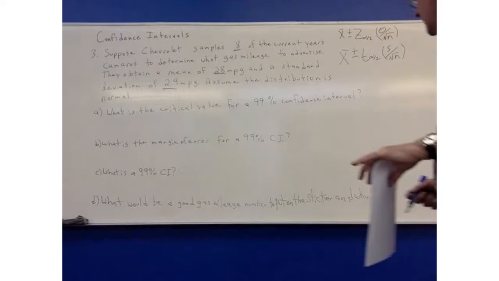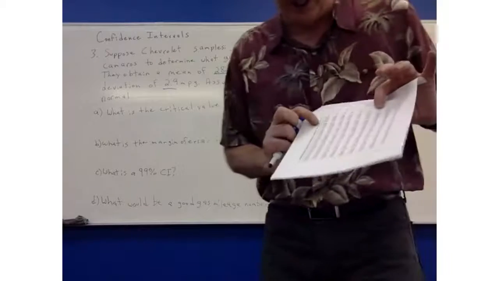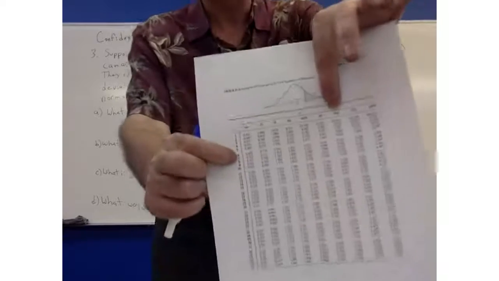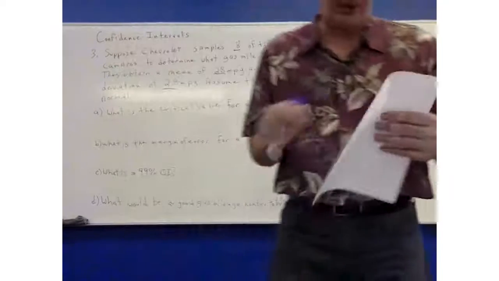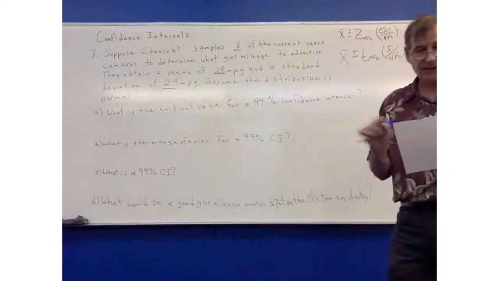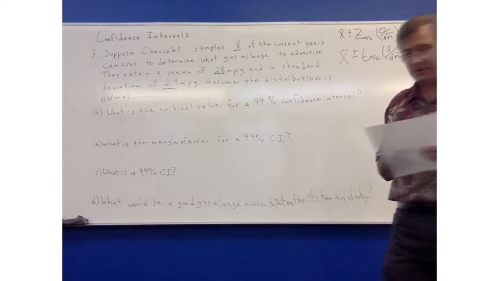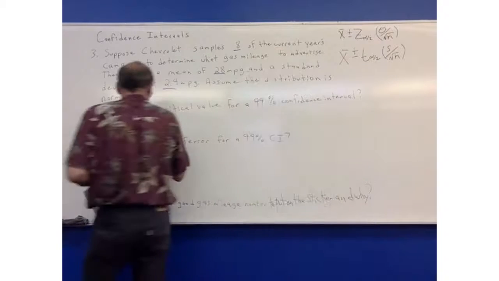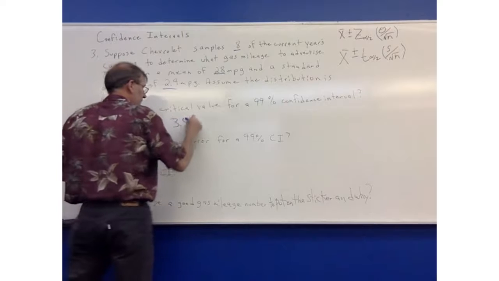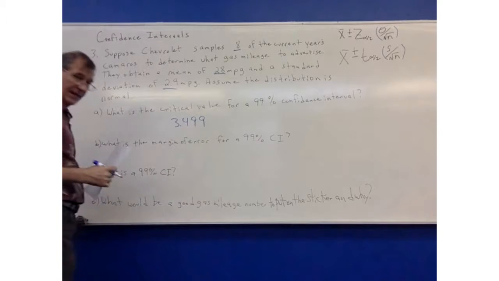The degrees of freedom in this problem are 7. So you get down to 7 here. You find that intersection of 7 and 0.005, and I'm getting 3.499. That's what I get.